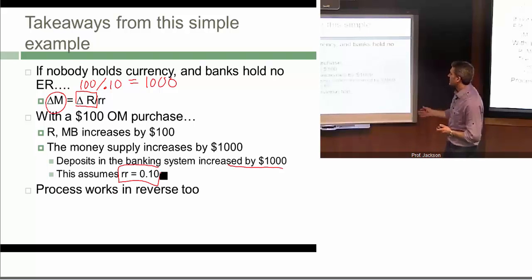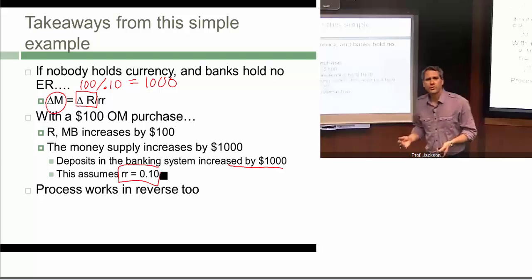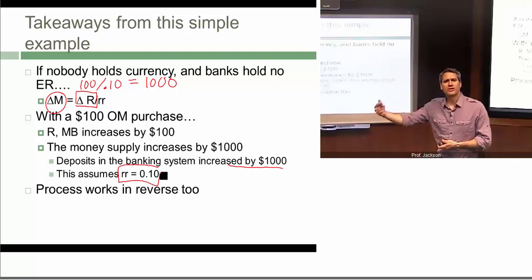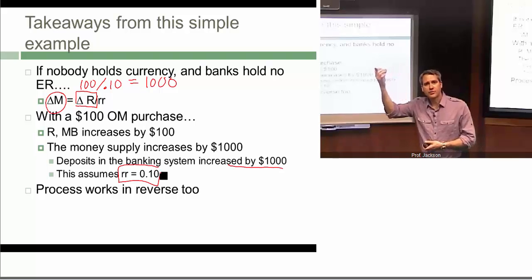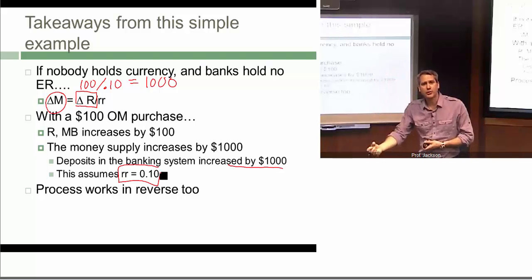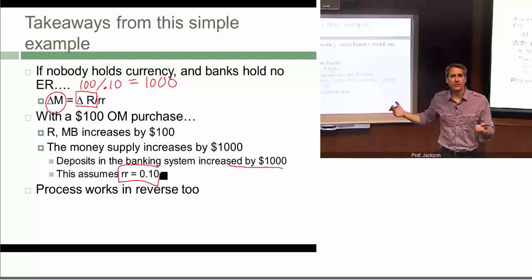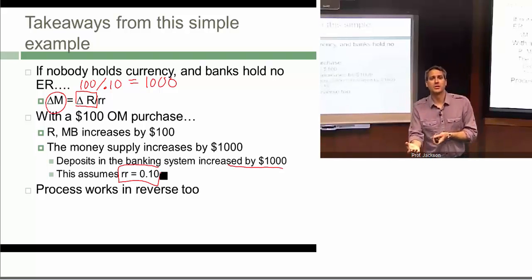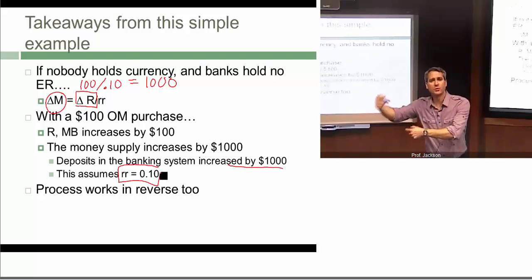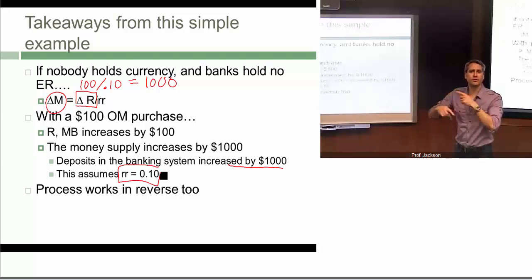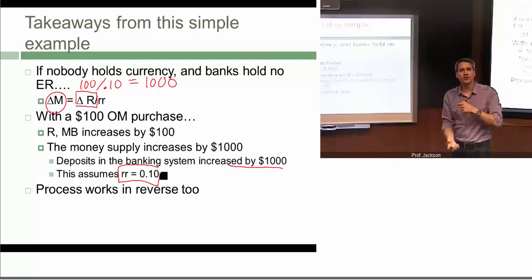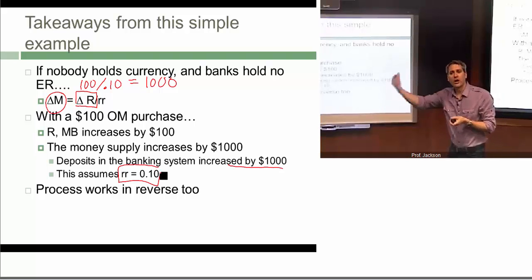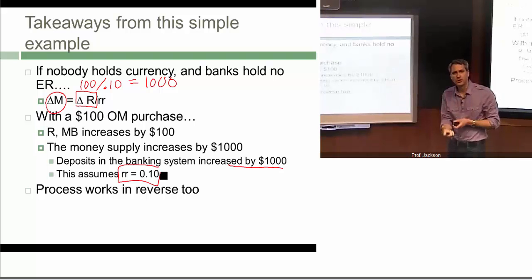So a couple of things to note here. This process works in reverse too. If we were to conduct an open market sale of bonds of $100, the amount of reserves in the banking system would decline by 100, and so you would get a $1,000 decrease in the total money supply. So the process would unravel exactly in reverse. The monetary base falls by 100, and the money supply overall, over time through this indefinite process, is going to reduce by $1,000 under these same assumptions.